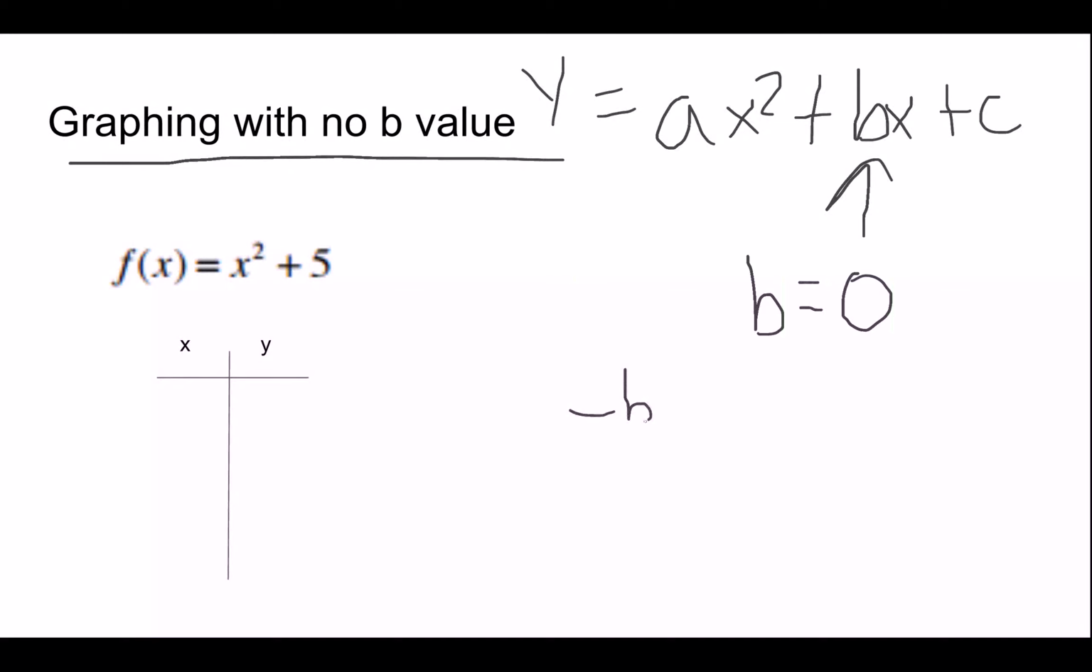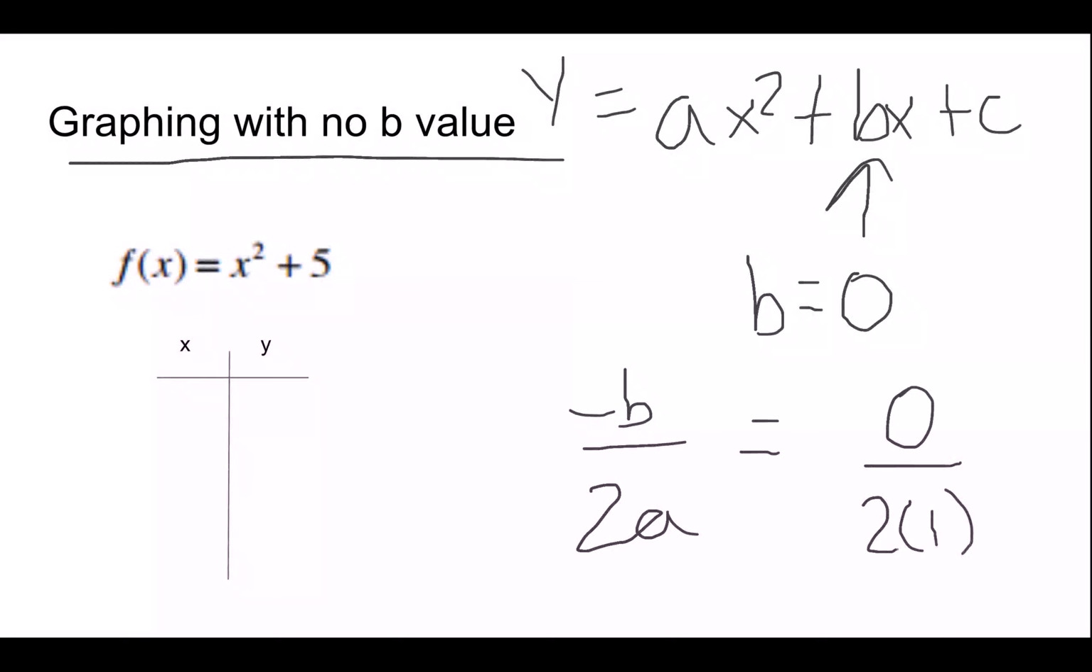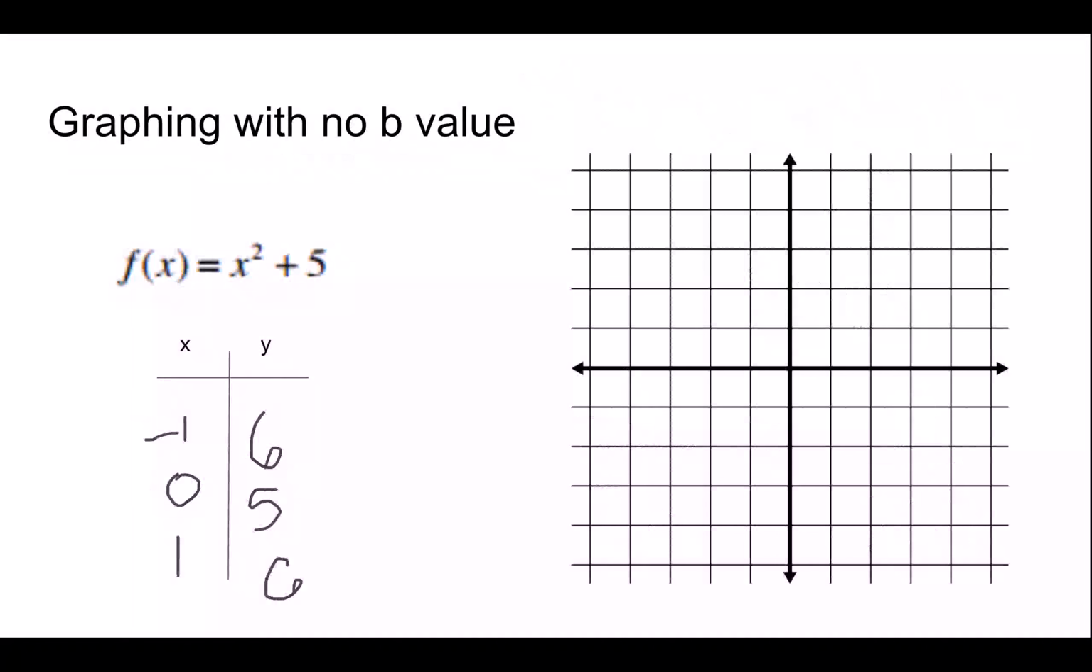going to use again our negative b over 2a to find our middle point. So in this case, it would be 0 over 2 times 1, because our a is 1. So our middle term is 0. When you plug in 0, you get 5. If you go one value below, that would be negative 1. Negative 1 squared plus 5 is 6. If you go one above, you would get 1 squared plus 5, and that would give you 6 also.